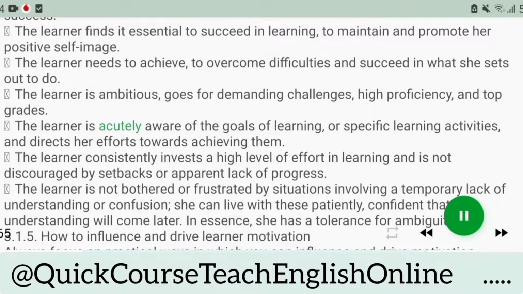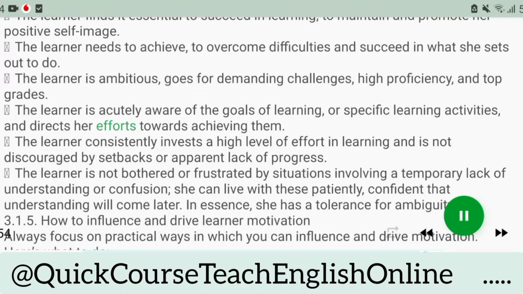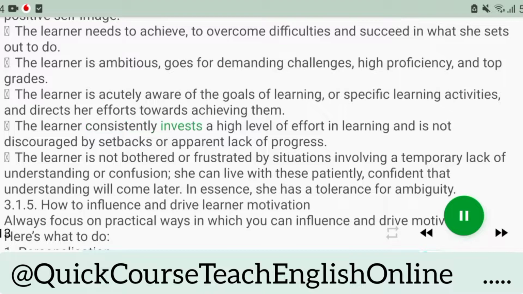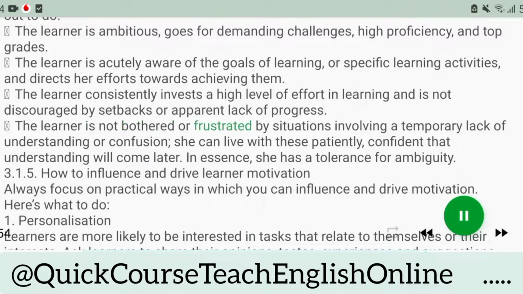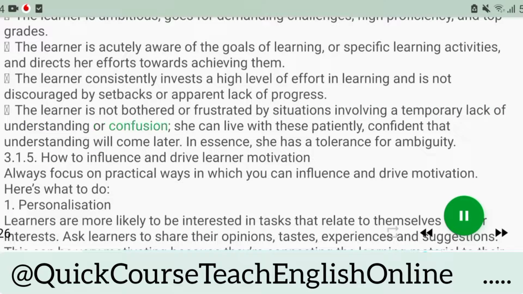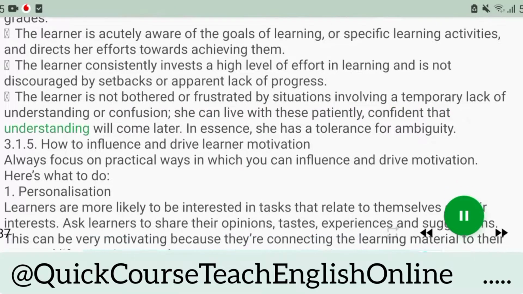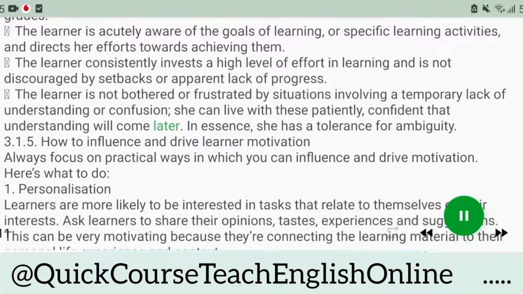The learner is acutely aware of the goals of learning, or specific learning activities, and directs her efforts towards achieving them. The learner consistently invests a high level of effort in learning and is not discouraged by setbacks or apparent lack of progress. The learner is not bothered or frustrated by situations involving a temporary lack of understanding or confusion. She can live with these patiently, confident that understanding will come later. In essence, she has a tolerance for ambiguity.